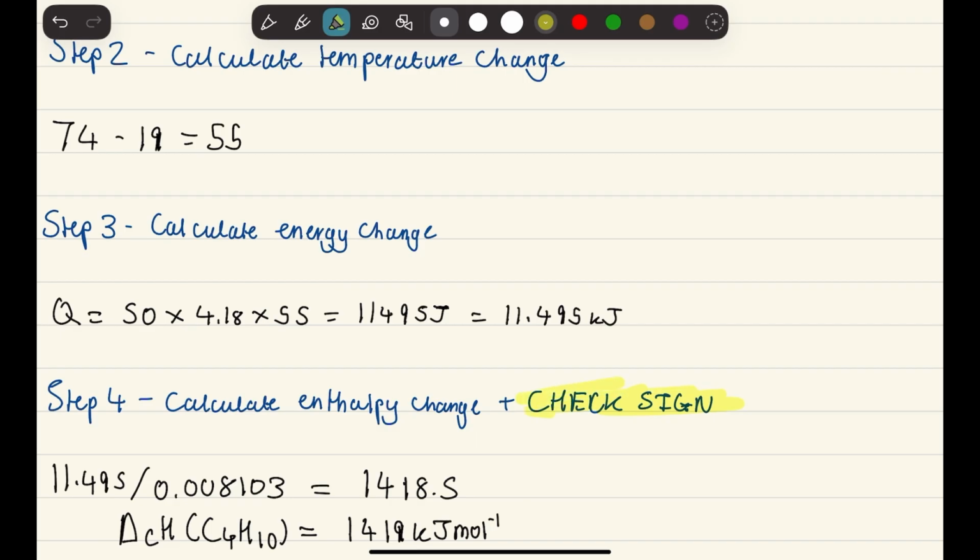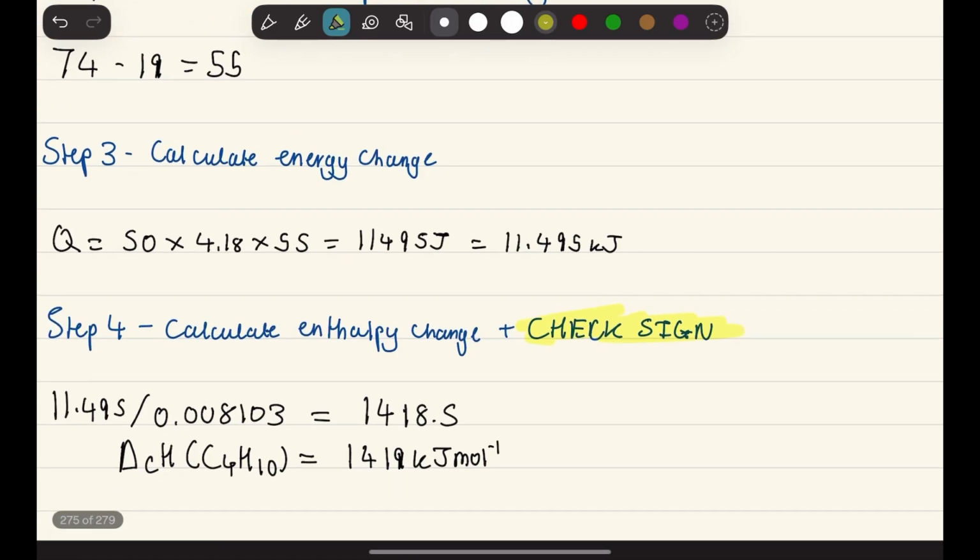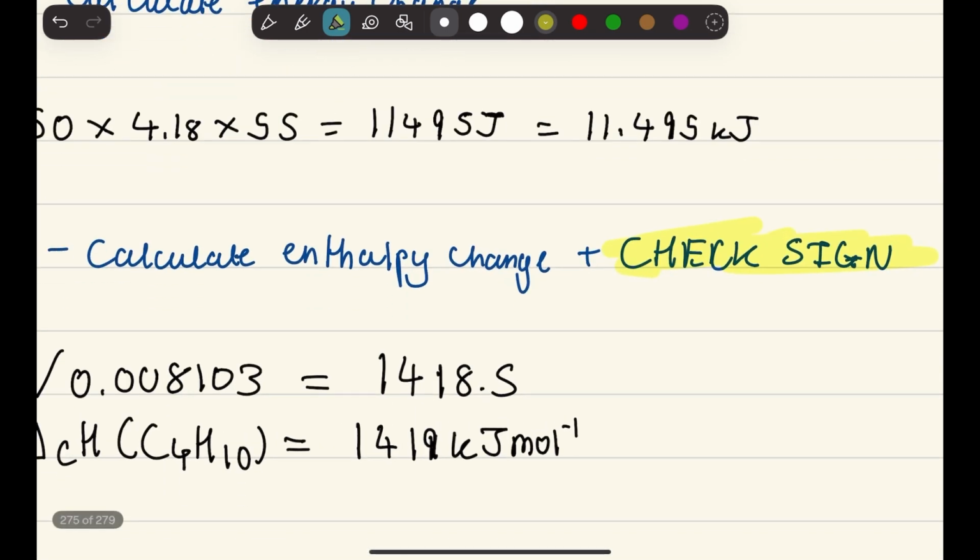Now, to get the enthalpy change, and guys, I can't stress this enough, check the sign. It's an extra mark if you get the sign right, but honestly, it's a mark you don't want to lose. So we're going to do energy divided by moles. Energy divided by moles is going to give you the enthalpy change. So we're going to do that, and what you should get is 1,419. I've rounded it to no decimal places.